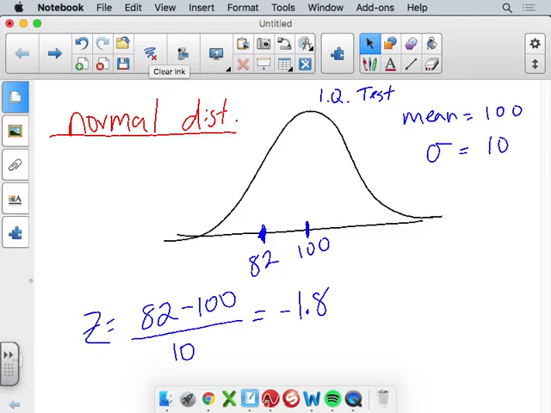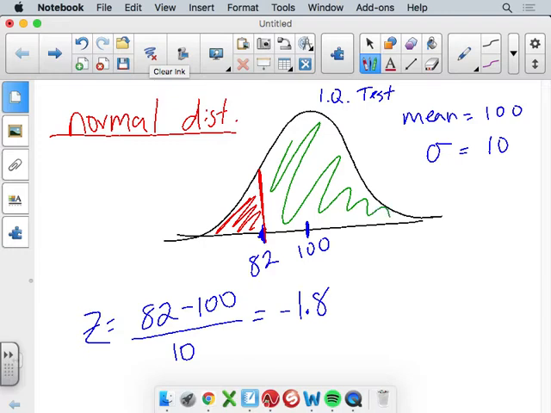So I could go to our formula chart online, or I'll pull one out here, and there is a table of values. Maybe I'm going to ask two questions. What percent of people did I beat, and what percent of people beat me? So, how many people are below me? I look at my table of values and go to negative 1.80.